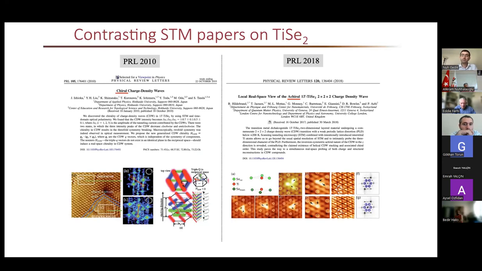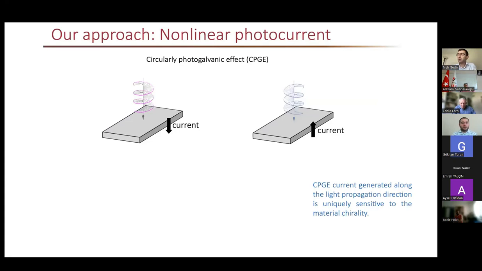So we decided to look at this system, and in order to see if this material is chiral or not, it turns out that nonlinear optical techniques are very powerful because you can understand if a particular symmetry is broken or not. They are very sensitive to symmetry breaking in the system. So we used in particular a technique called photocurrent. Let me explain what this is.